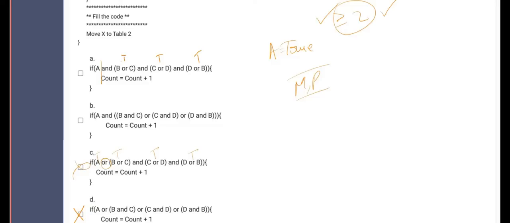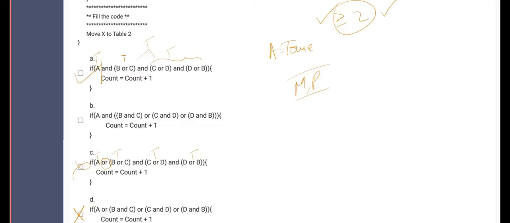Therefore, for option A, if taken for B and C, mathematics and physics, it will be true, and this will also be true. True and true will give you true. So all of this is true, and true and true will give you true. So option A is one of the correct answers.